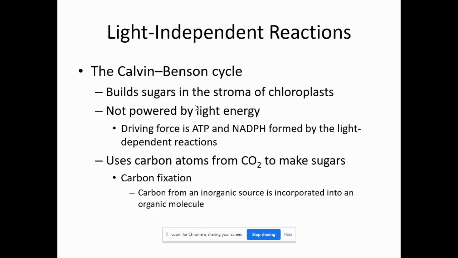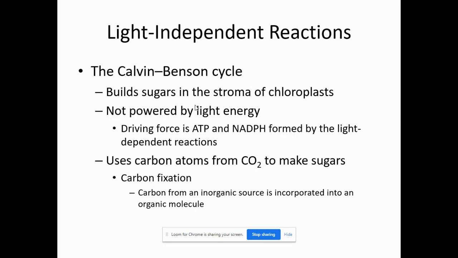Once NADPH is produced, then they go to the light independent reactions called the Calvin cycle, the Calvin-Benson cycle, whatever. And here is where you are building the food. Here's where the photosynthetic organism is building the sugars that it's going to use for energy later. It happens in the stroma of the chloroplast. It's a light independent reaction, so it's not powered by light, but the driving force is the ATP and NADPH that was formed in the light dependent reactions.